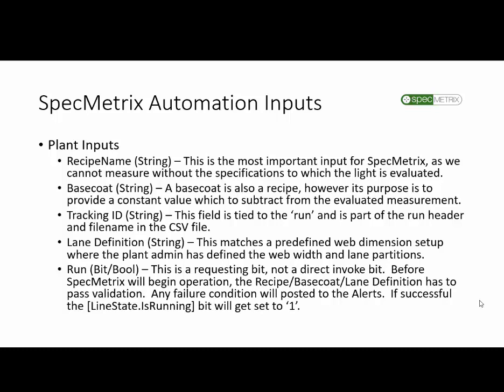If the run bit comes from the PLC, the recipe, base coat, and information has to come from the PLC. It will not start running based upon a remote location. That is not a dependency relationship.